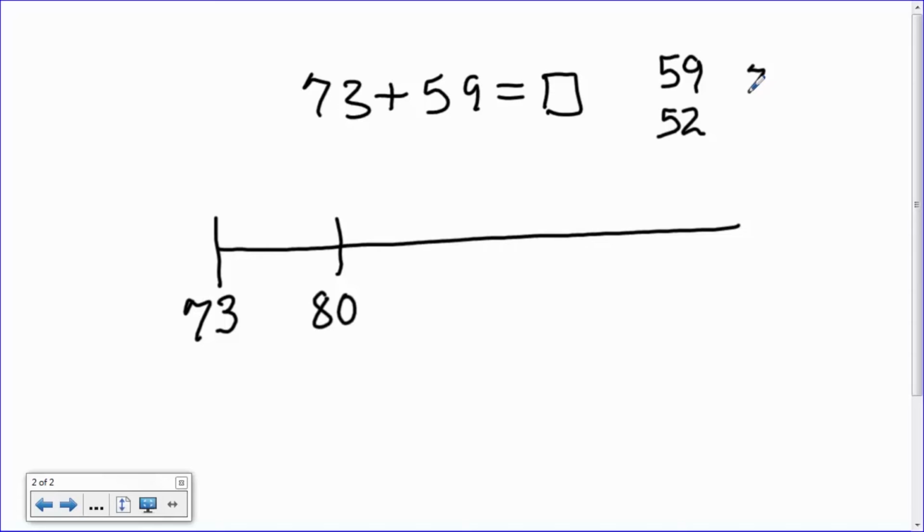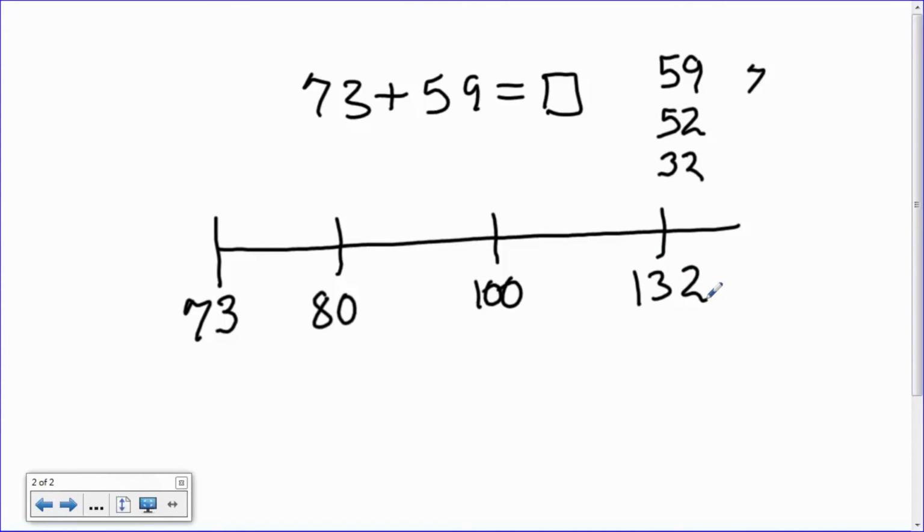So I'm going to add 20 to 80 and get up to 100. And since I took 20 away from 52, that takes it down to 32. And now I'm up to 100. Well, it's easy to add 32 to 100. So I'm going to go ahead and add all of 32 to 100 to get 132.